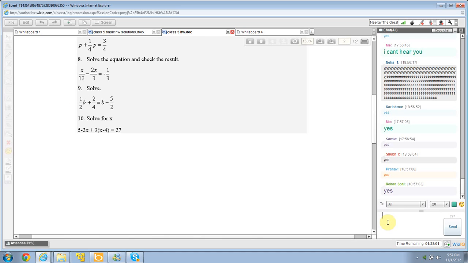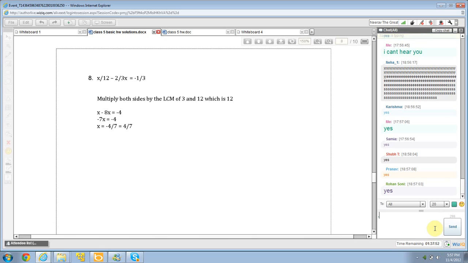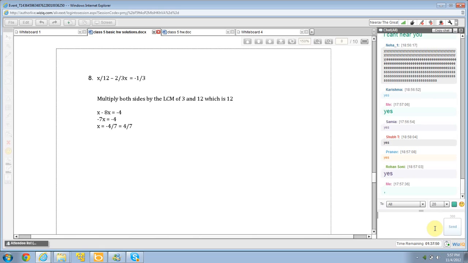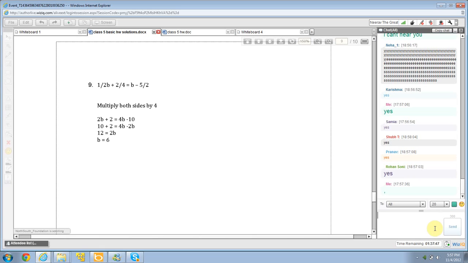Okay, number 9. Half b plus 2/4 is equal to b minus 5/2. Okay, first things first is multiply both sides by 4, but I would disagree with that first step. Before jumping into the problem, especially when you see fractions, right away first try to simplify as much as you can, because it's going to make the problem a lot easier.